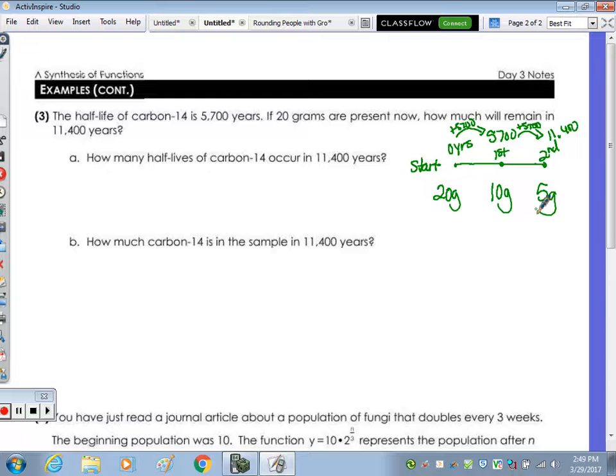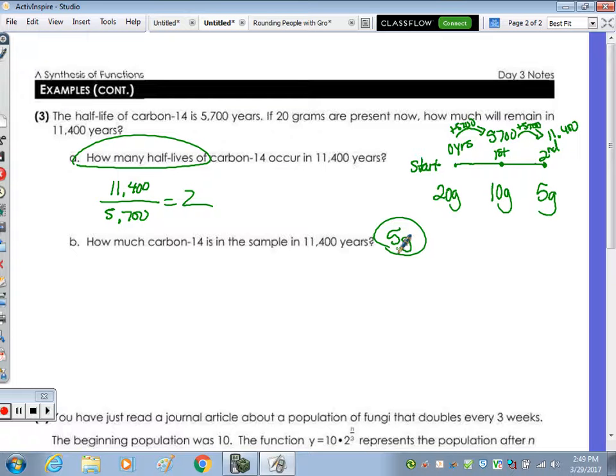Yep. So in this case, it didn't say you had to write the function at all. So you could do it all out by hand like we just did. How many half-lives? Well, you just showed it was 2, but you could also take the total number of years that you're looking at and divide it by the number of years in your half-life. And we have the answer here, 5 grams. Just because it is your note page, I will give you the function that models this.